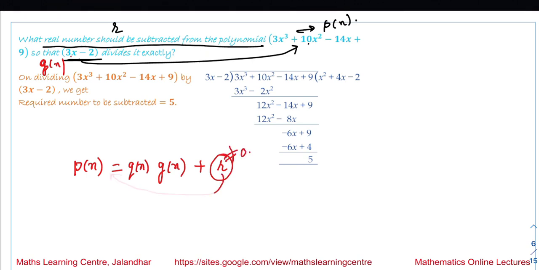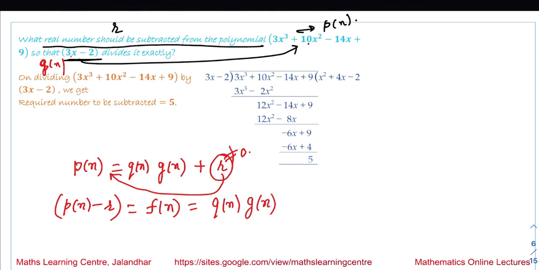Now if we shift this r on this side, we get p(x) minus r. This will be some new polynomial, say f(x), and that is equal to q(x) into g(x) plus 0. In this case the remainder is 0. It means this f(x) is divisible by g(x).